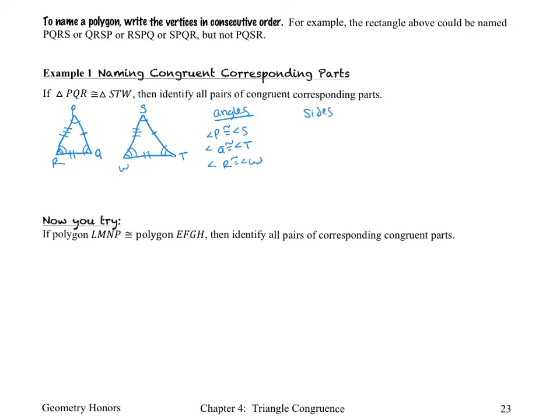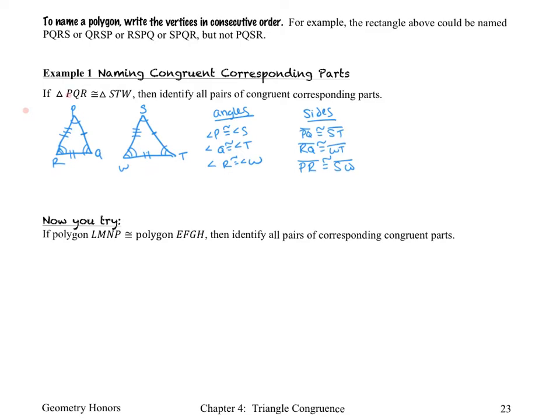And now for the sides, we would have segment PQ is congruent to segment ST. Then I could say segment RQ is congruent to segment WT. And segment PR is congruent to segment SW. And notice it makes sense in my congruent statement up above here.